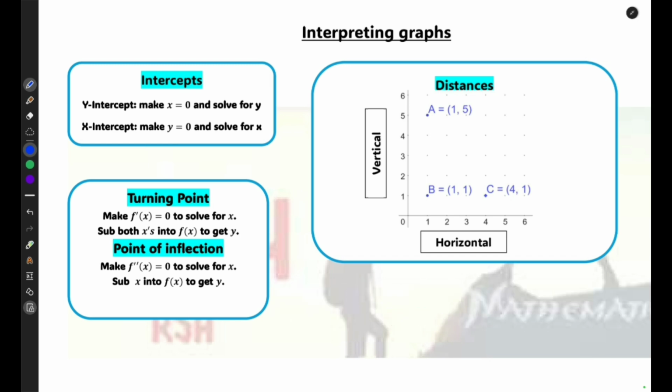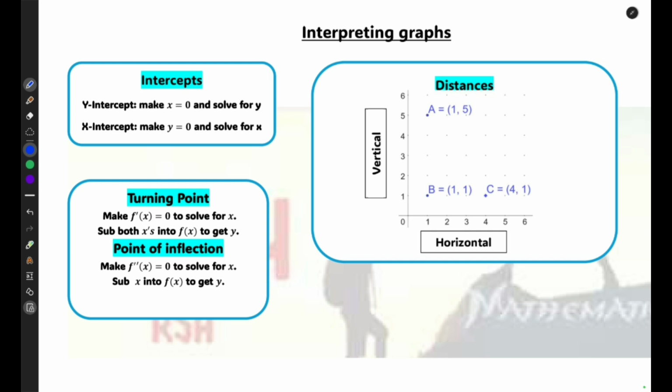Now, to get a turning point, you would always use the first derivative and make that equal to 0, and then solve for x. Sometimes you'll get one answer, sometimes you will get two answers. But check then, do they just want x or do they want the coordinate? If they want the coordinate, sub that x value into the original f(x) to get y.